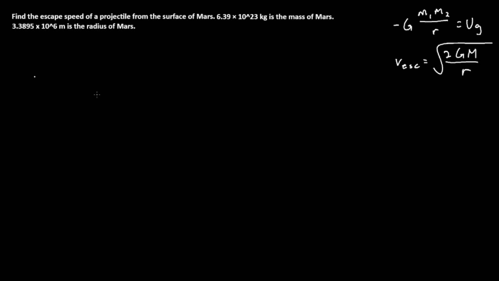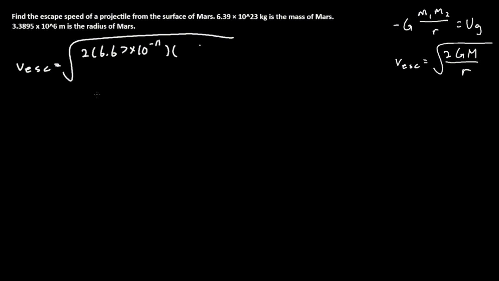So let's plug in all the things. Its escape velocity is 2 times the gravitational constant times the mass of the planet, 6.39 times 10 to the 23, over your distance. Your distance is from the surface to the center of mass of Mars, which is just the radius, so 3.3895 times 10 to the power of 6.